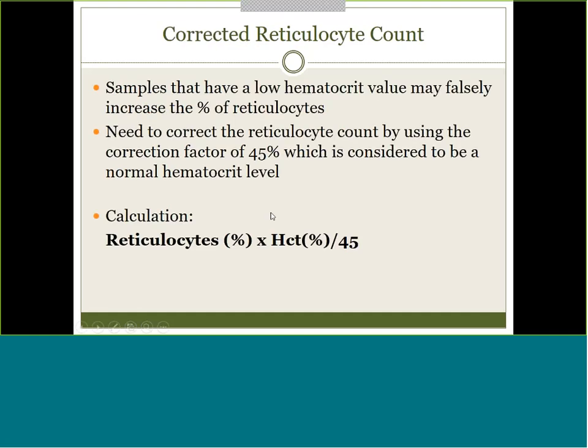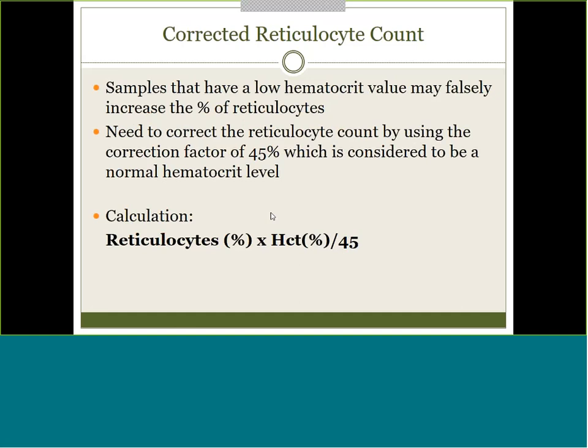There is also a corrected reticulocyte count. When people have a super low hematocrit level, they will have a falsely increased percentage of reticulocytes. So if you're going to do a percentage of reticulocytes and you happen to notice that the patient has a really low hematocrit, then you might need to do this corrected reticulocyte count.